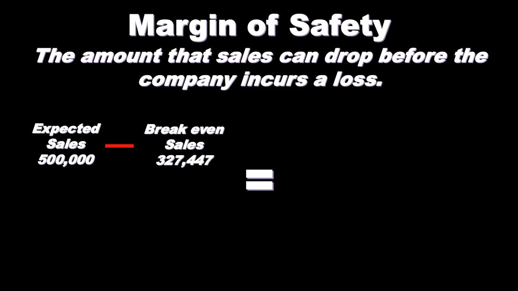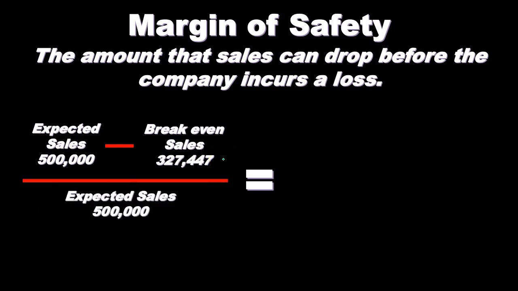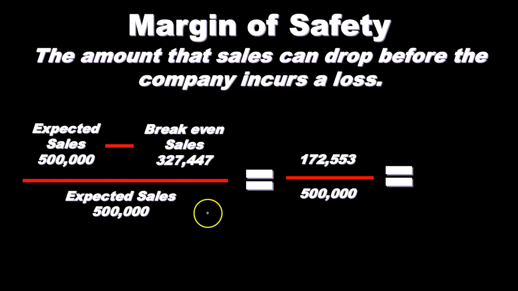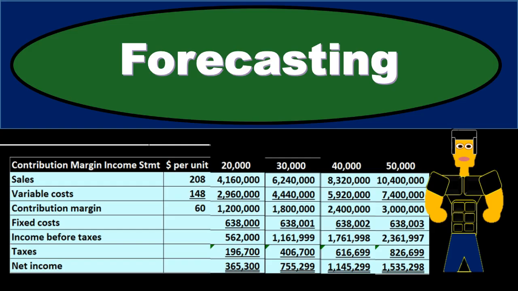Now we can have the margin of safety that is expressed in a percentage as taking the expected sales minus the break-even sales number, giving us the margin of safety in dollars. Now if we take that number and divide it by the expected sales, we can express the margin of safety as a percentage. In this case, the margin of safety in dollars, 172,553, which is the 500,000 minus the 327,447, divided by the 500,000 expected sales. We then express it in terms of a percentage, 34.51%.